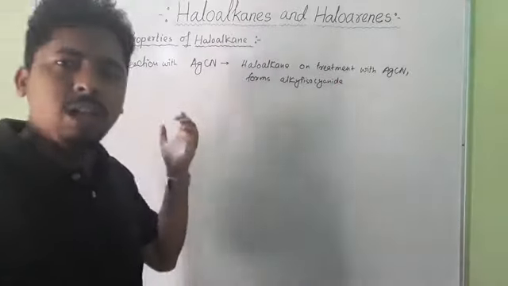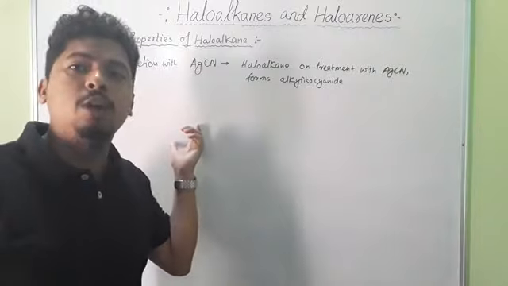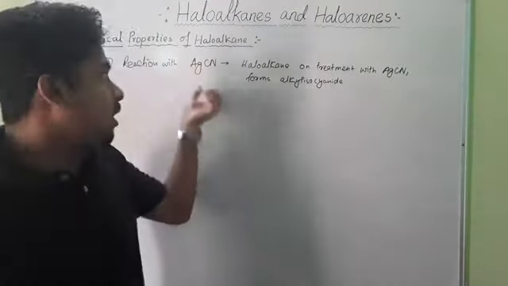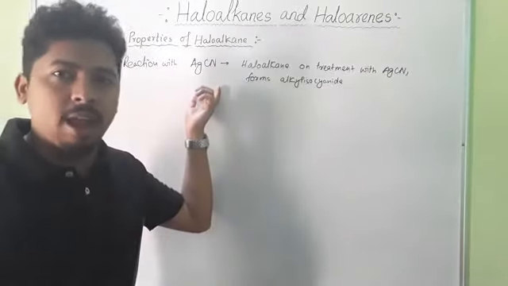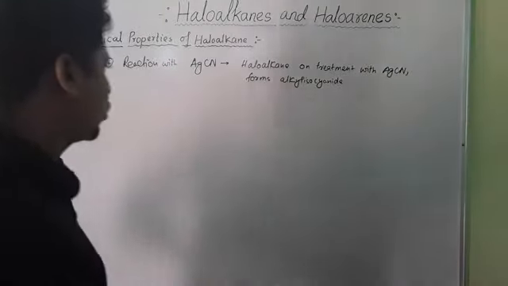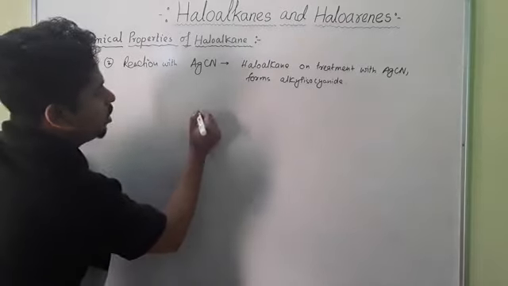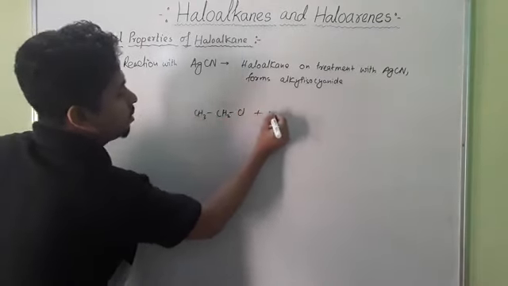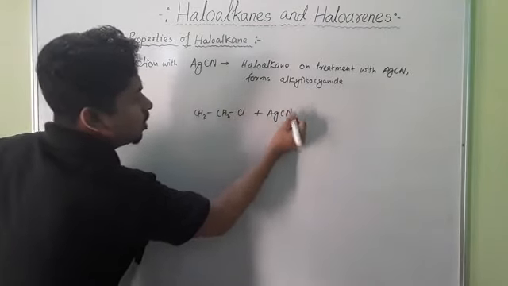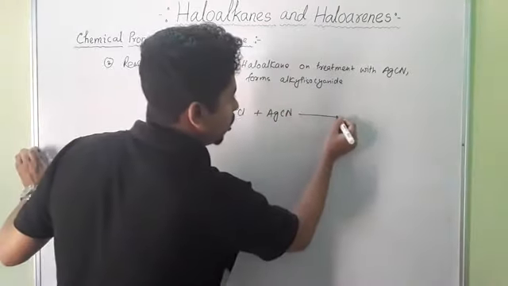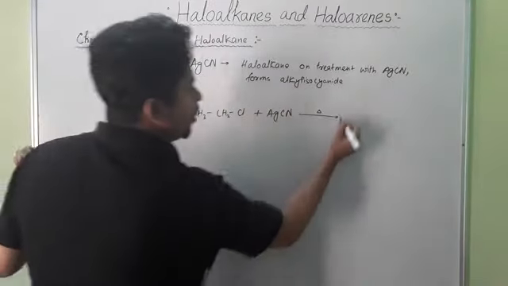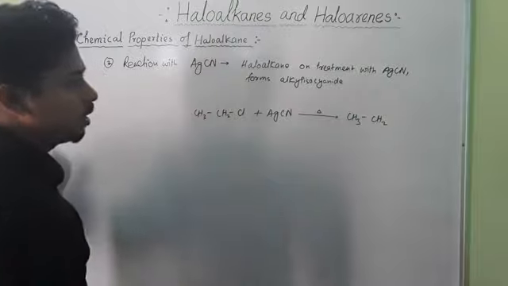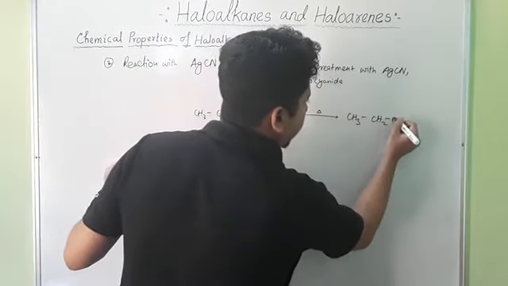Previously, haloalkanes on treatment with KCN, sodium cyanide or potassium cyanide, form alkyl cyanide. But with AgCN, they form alkyl isocyanide. Suppose we consider one reaction: CH3-CH2-Cl plus AgCN. What will be the product? It will form CH3-CH2-NC.